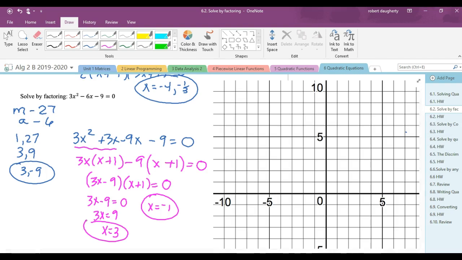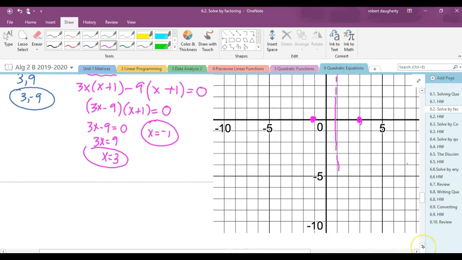And if I were to factor this guy, what are the x-intercepts? 3 and -1. So if I were to try to graph this guy, 3 and -1. Where do you think the axis of symmetry is going to be on this guy? Yeah, it's going to be right here. Okay. Where do you think the y-intercept is on this guy? -9. So the -9 is the y-intercept, which is right here.